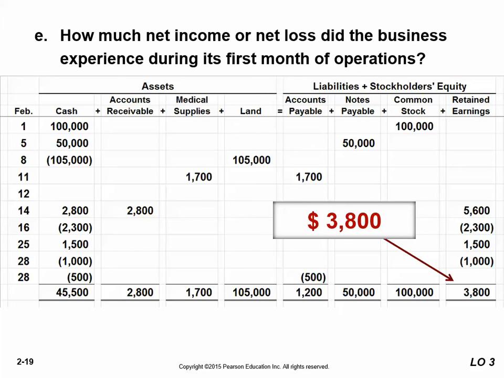Question E. Finally, how much net income or net loss did the business experience during its first month of operations? That would be all of the revenues less the expenses, or $3,800. That's it. We are done.